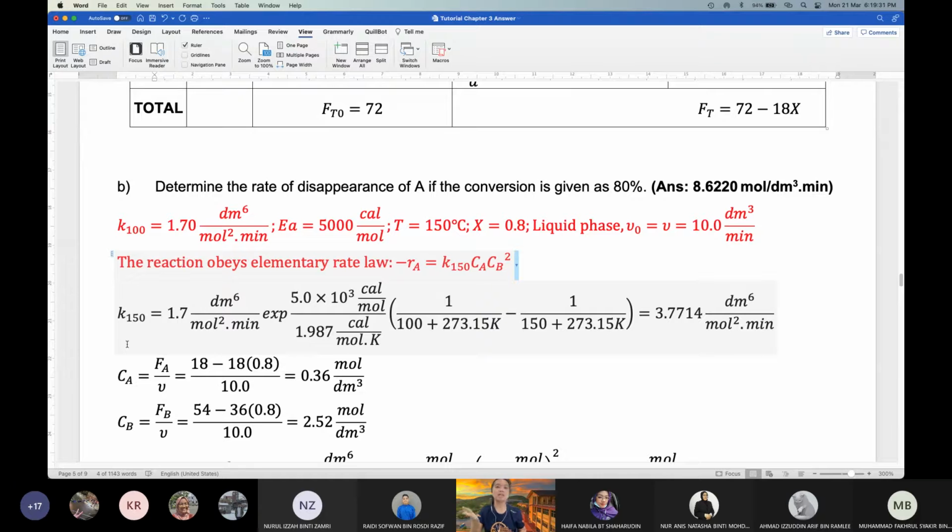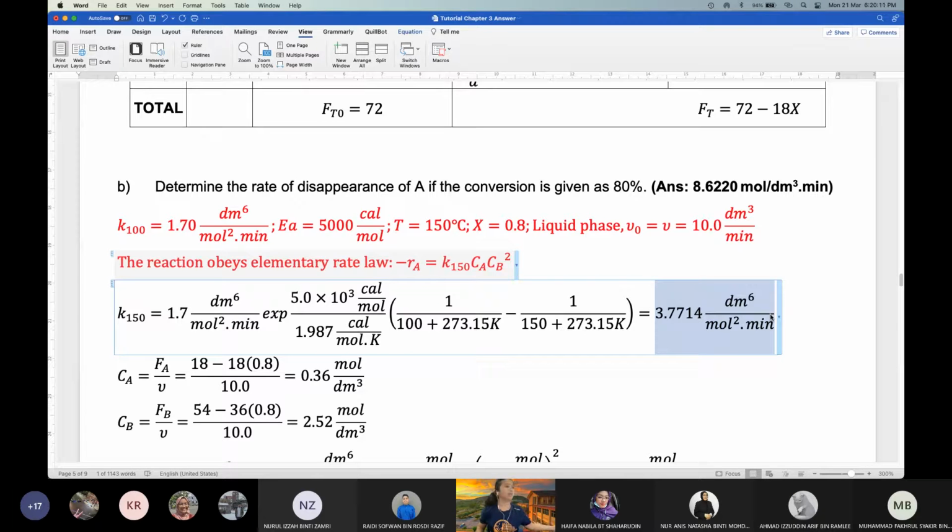So, dia punya formula adalah K2 equals to K1 exponential EA per R in bracket 1 per T1 minus 1 per T2. Okay, so dia minus 1 per T1 tolak 1 per T2. Or in other words, 1 per suhu asal tolak 1 over the suhu baru yang you want to find the K. Okay, so you just calculate the new K at 150. So make sure you practice this as well. Okay, so you find the new K. So you will get the new K as 3.7714.